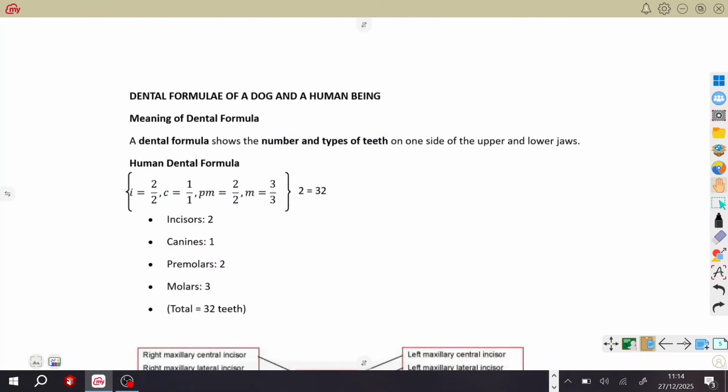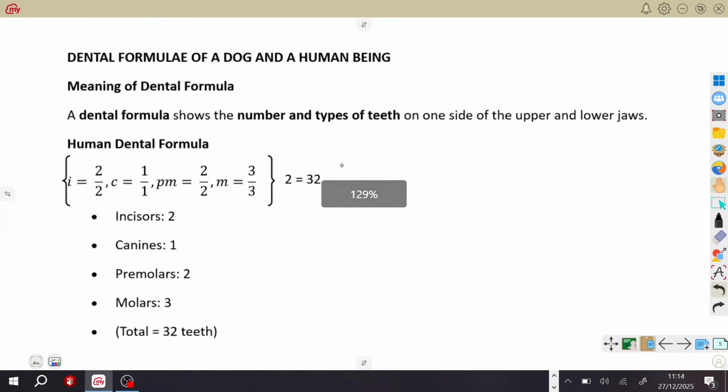Then next, we move on to the dental formula of a dog and a human. According to the syllabus, you also need to understand the dental formula of a dog and a human. But we have also included other dental formulas based on how questions appear in the examinations. But as far as the syllabus is concerned, this is what we needed to deal with.